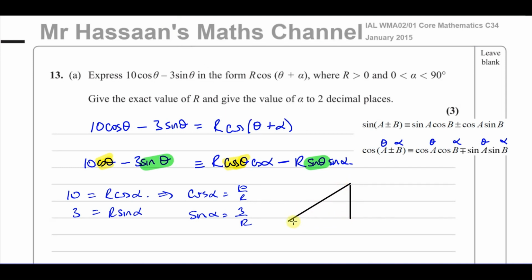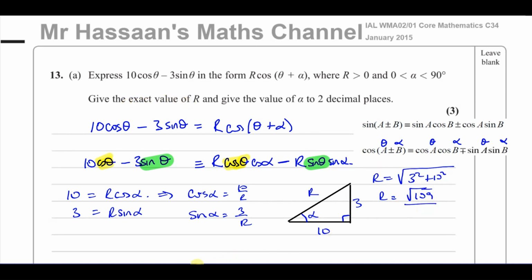If this angle here is alpha, and this is a right angle triangle, then the cosine of alpha is adjacent over hypotenuse, 10 over r, and the sine of alpha is opposite over hypotenuse, 3 over r. So r can be found by using Pythagoras' theorem. It's going to be the square root of 3 squared plus 10 squared, so r is the square root of 109. That gives the exact value of r, so we leave it like this.